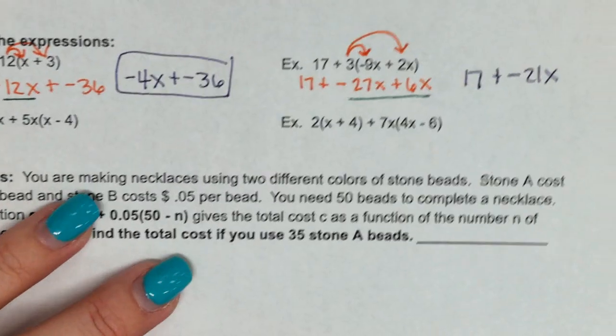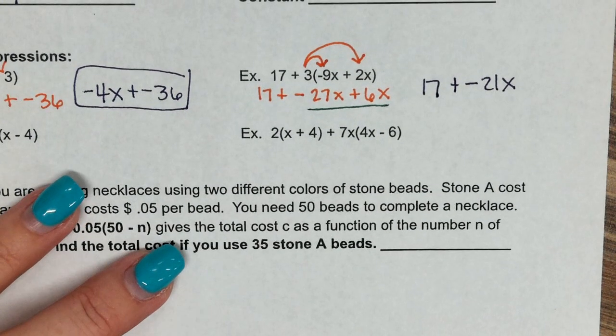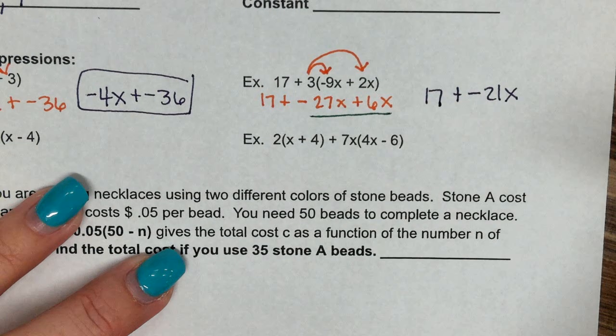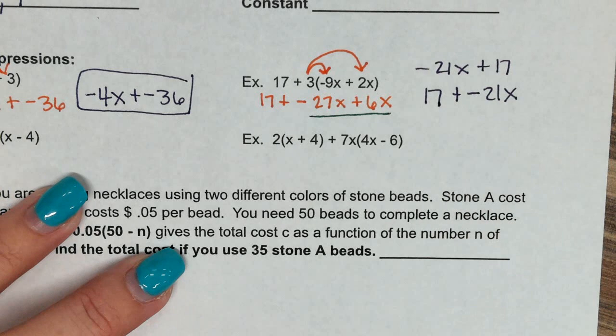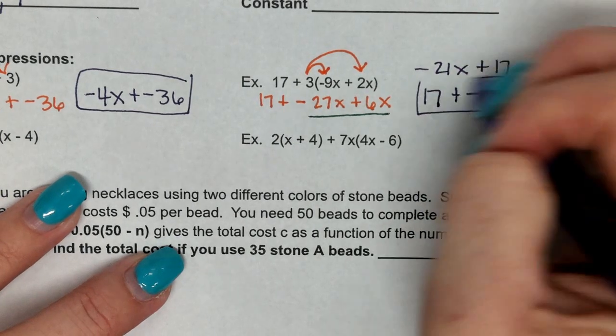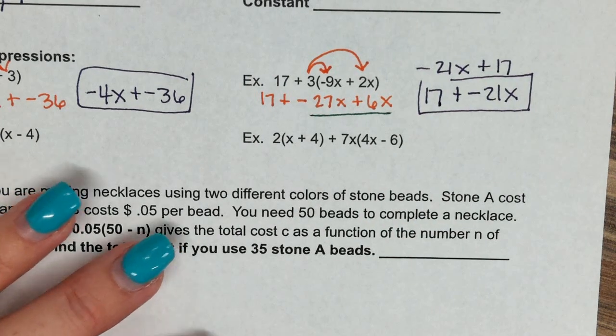Your final answer should have been 17 plus negative 21x, or if you wrote it in a different order, negative 21x plus 17. So both of those answers are correct. How did we do?